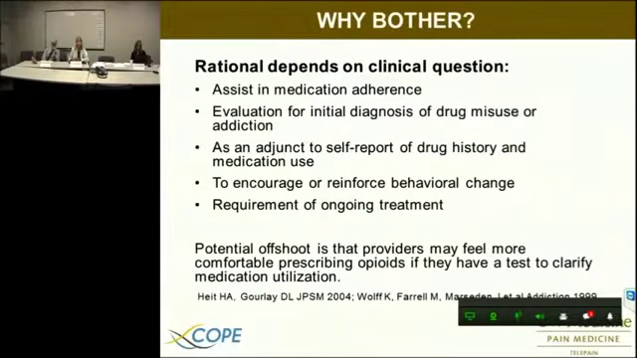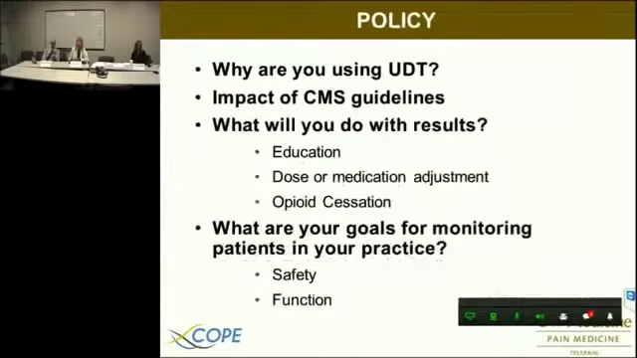And a potential offshoot is, as providers, and we do like our lab tests, there is now a test, and we have data that we can put into our notes. When you're formulating your policy, figure out why you're using UDT in your clinic. What are you going to do with the results? You're going to educate your patient. You may adjust the dose. You may stop the opioids, but get a sense of what you're going to do with the results as you're making your policy. What are our goals for monitoring patients for opioids? We're worried about safety, and we're hoping that the opioids are going to improve functioning in our patients.